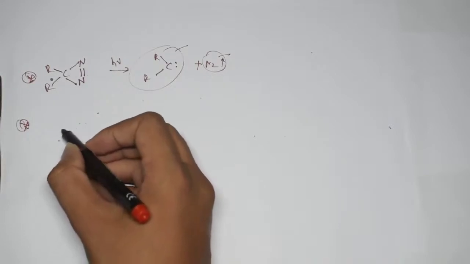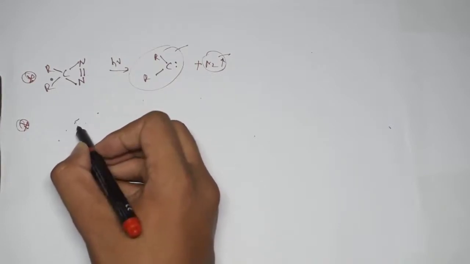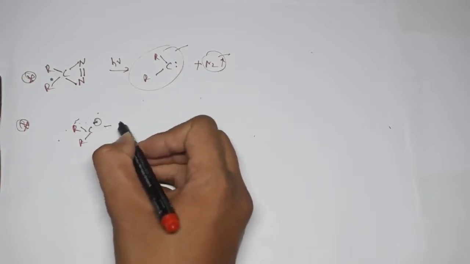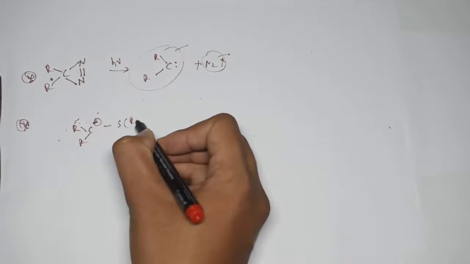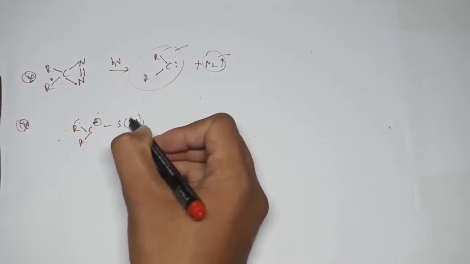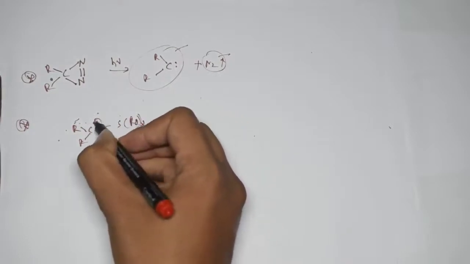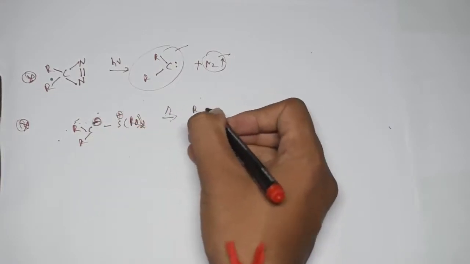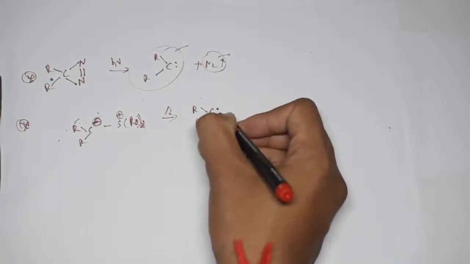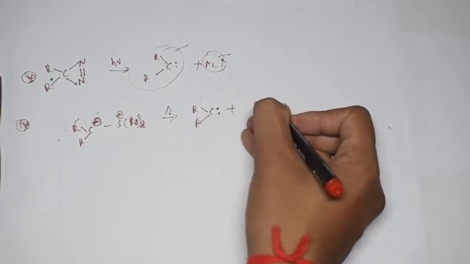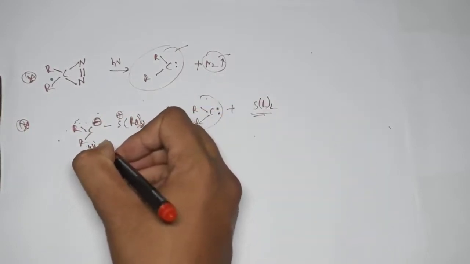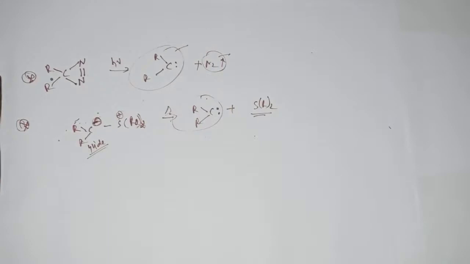Now if I talk next, what can happen? If I take R, C, here we have this R, right? And here we have this halide. Let's say we have R2 over here, R2 over here, like this, right? Negative charge over here and positive charge over here. So if I heat it, then what will happen? We can have this carbene plus SR2 over here from the halide, right? Halide or halide, whatever you call it.